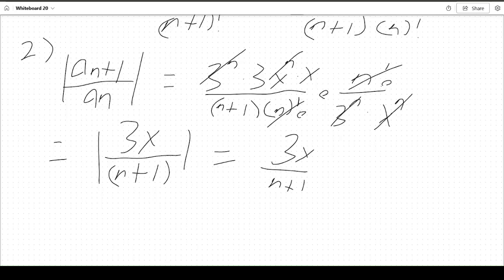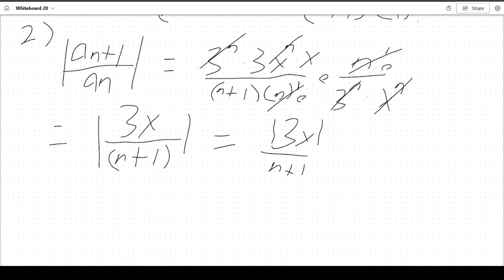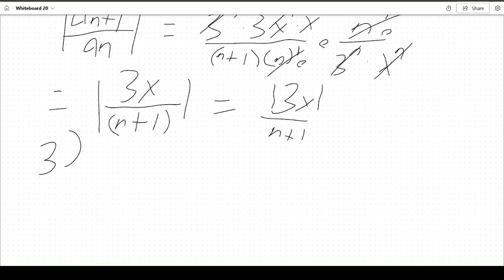But for the absolute value, whenever there's an x, or whenever you're doing a power series, you have to put the absolute value of x, but not on the n plus 1 or any other number. Whenever there's an x, you have to do it. So our third step is to take the limit now, like how we did in the ratio test.